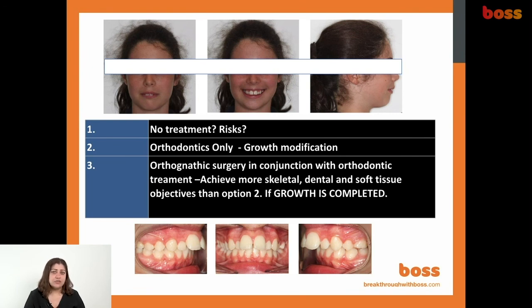What are the risks? So one of the risks would be, because growth is complete, if she decided to go for treatment at the age of 18, it most likely would be surgical therapy, or it would actually have to be extractions. Orthodontics only is going to rely on some growth modification, which if we get a positive response, might benefit her. And if growth is completed, there is no other option, but ideal treatment would be orthognathic surgery. So by listing these options, you are now starting to develop an informed consent process for the child and the parent.